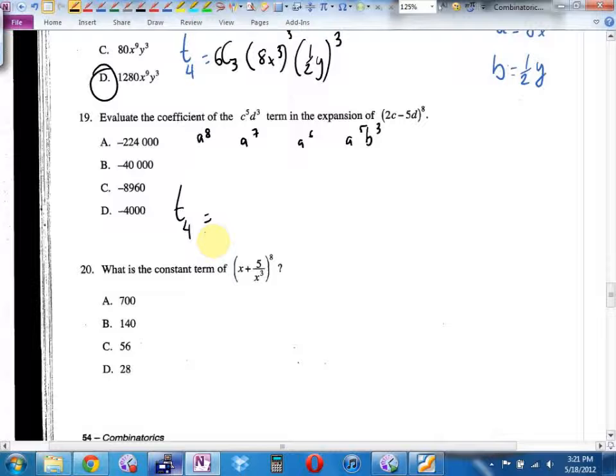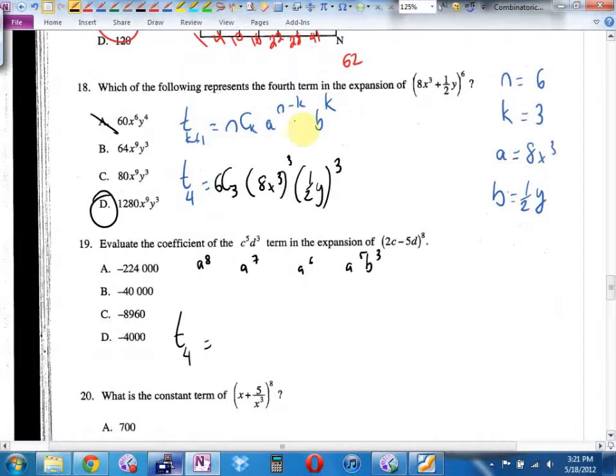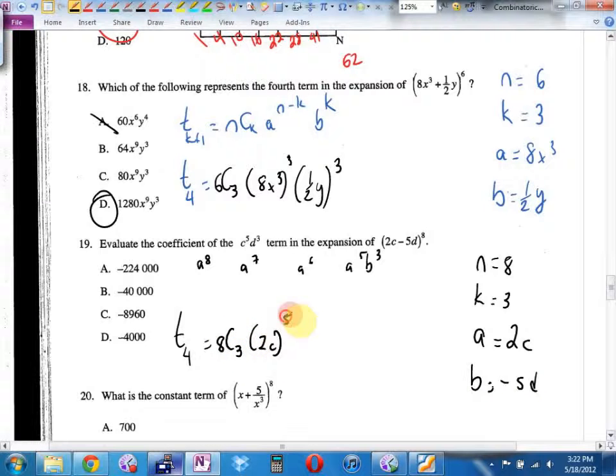Holly, you see how I got that okay? I didn't even bother writing the b's. This one kind of stood out. I got it sitting right here. N is 8. K for term 4 is 3. A is equal to 2c. B is equal to negative 5d. So it's going to be 8 choose 3, 2c to the 8 minus 3, or 5th, negative 5d cubed.